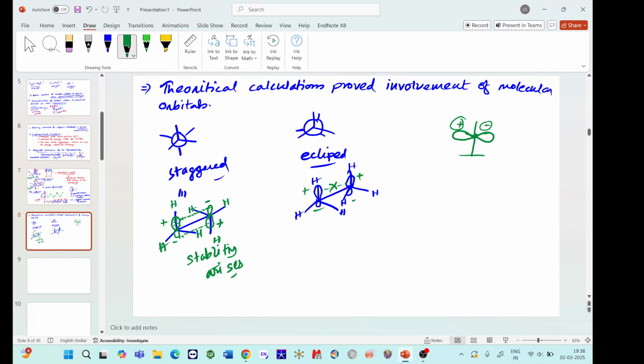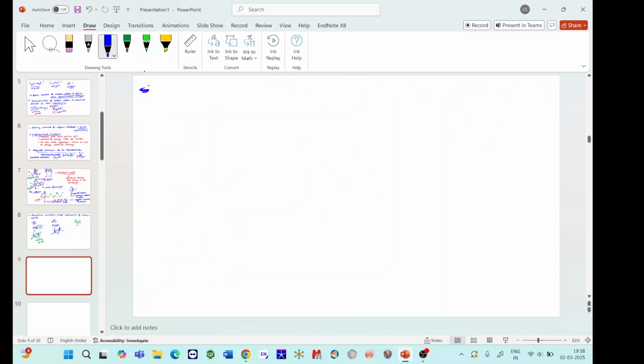This is something that was proposed by theoretical calculation: in the staggered form there is increased interaction between the bonding and anti-bonding orbitals that gives some stability to the system. That is why it was lower in energy compared to eclipsed, and it was the most favored form. So this was the preliminary idea where we don't have any big substituent on the carbon center. So let us now complicate the system. We started with the basic, now we'll go to a little more complicated system.